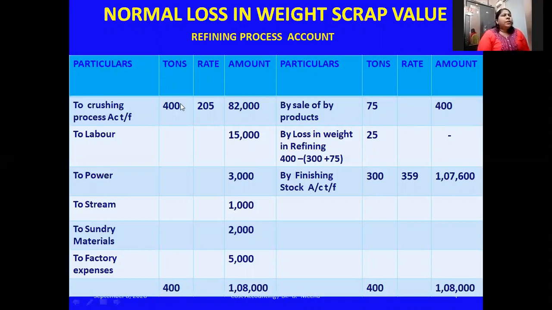How to find out? Close the debit side, both the tons and amount columns. Tons: I gave the input as 400, but the output as per this problem is 300, and sale of byproducts is 75, so what is the loss in weight? 25. Don't mention any rate or amount because no scrap value is given. Then I close the debit side with the amount of 1,08,000. So 1,08,000 minus 400 I credited so far, what is the balancing figure? 1,07,600. 1,07,600 divided by 300, you will get the rate per ton as 359. Then I'll close the credit side.